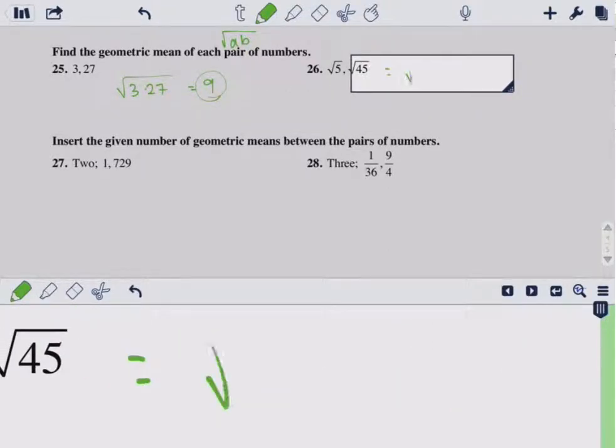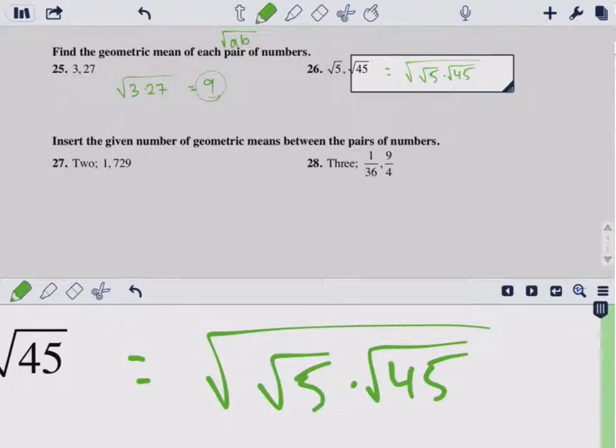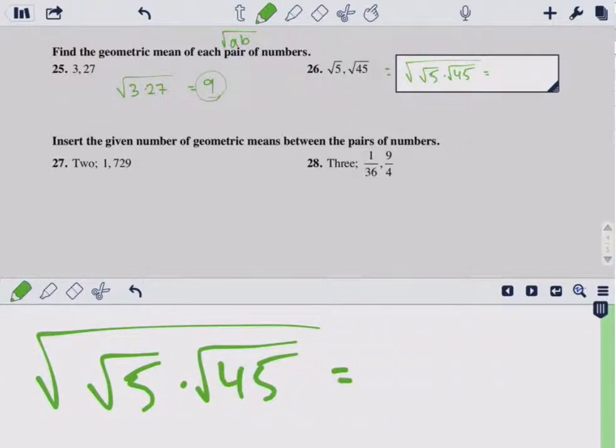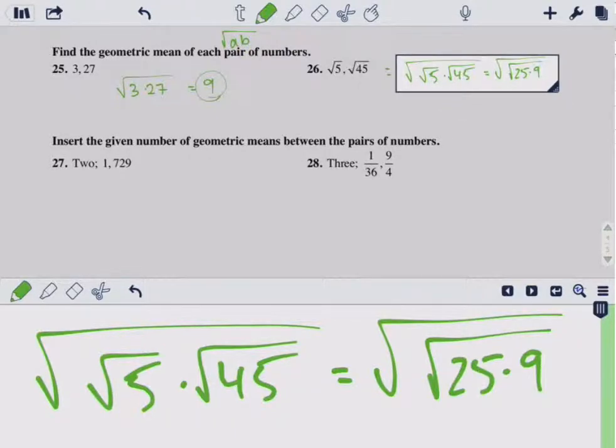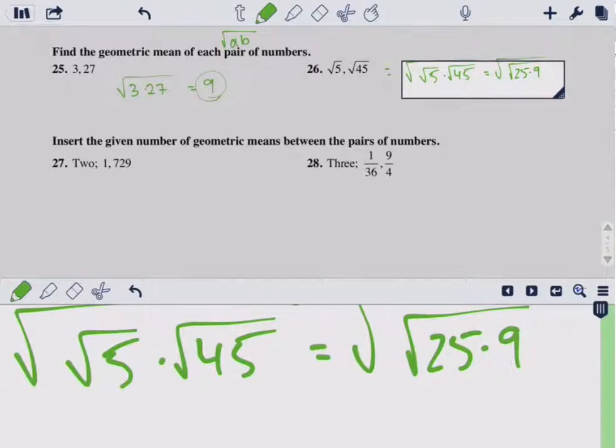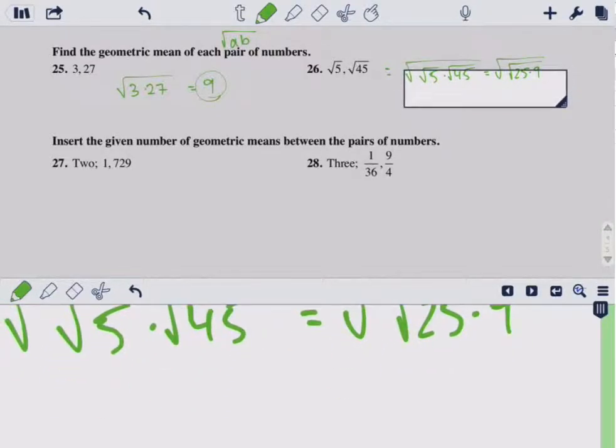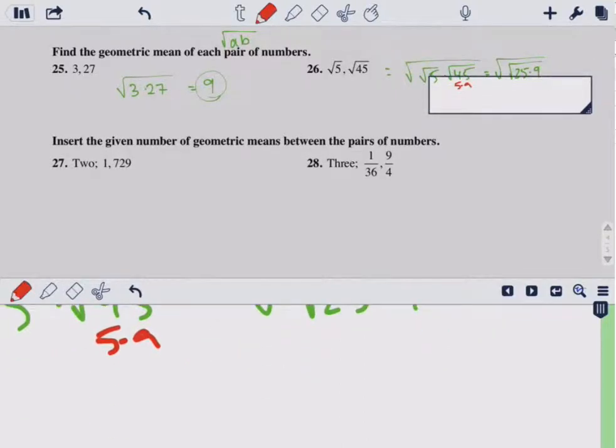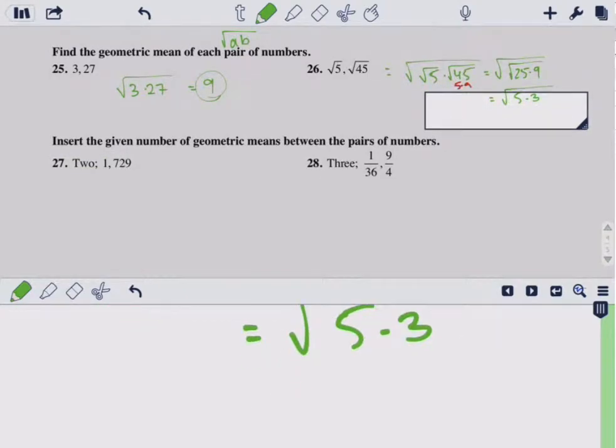Or, here I want the square root of the square root of 5 times the square root of 45, which is not pleasant, but I can simplify the inside. That's the square root of 25 times 9, because 45 is 5 times 9. So I can take the square root of 25 and the square root of 9. I get the square root of 5 times 3, or simply the square root of 15. That's your geometric mean.